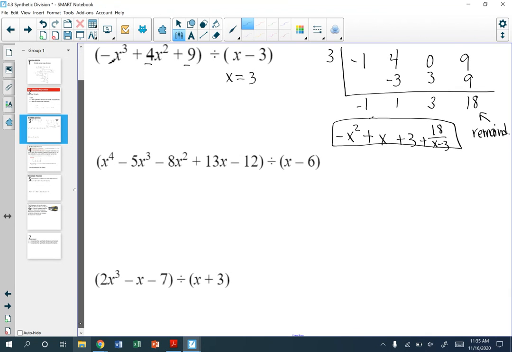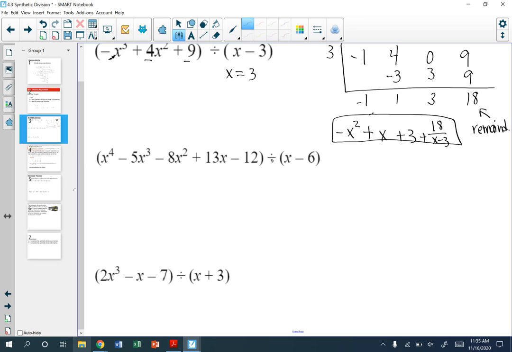So let's try this one. Here we see all of our terms are there, so we won't need any placeholders. We have x to the 4th, x to the 3rd, x squared, x, and a constant term. So go ahead and write our constants. If you feel comfortable, I would suggest pausing the video here and trying this one on your own.